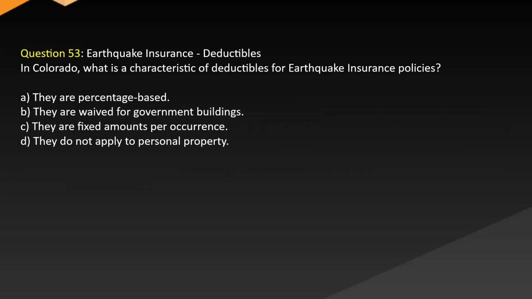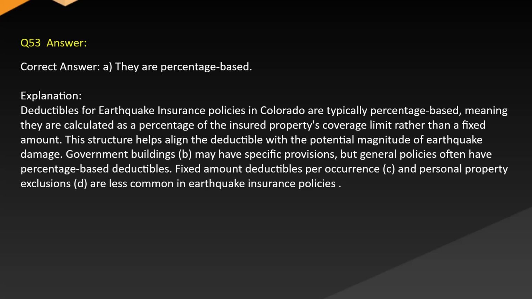Question 53. Earthquake insurance. Deductibles in Colorado. What is a characteristic of deductibles for earthquake insurance policies? A. They are percentage-based. B. They are waived for government buildings. C. They are fixed amounts per occurrence. D. They do not apply to personal property. Correct answer. A. They are percentage-based.